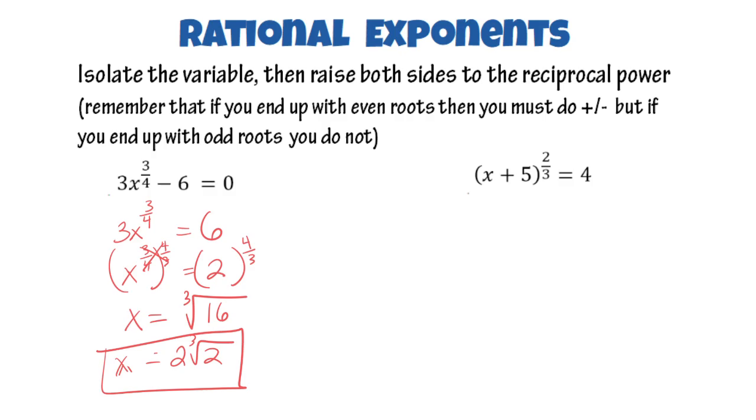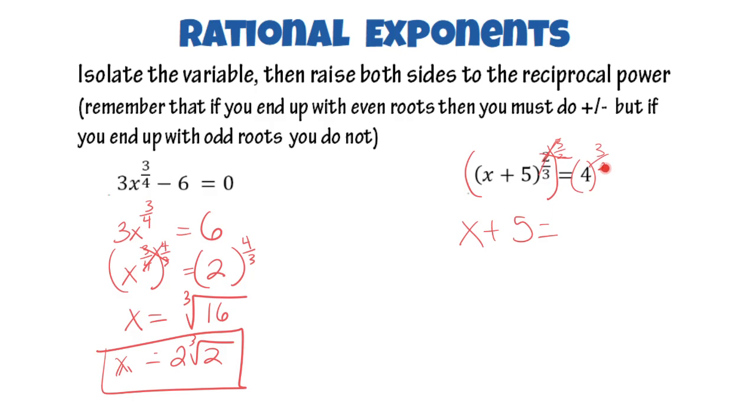All right, let's try one more. This time, instead of having a single variable to a power, you have this quantity to a power. So it's already isolated as best it can be. So I'm just going to go ahead and take it to the 3/2 power, other side to the 3/2 power. These cancel out each other. I just get x plus 5 equals, and this is one of those ones that, well, a couple things.